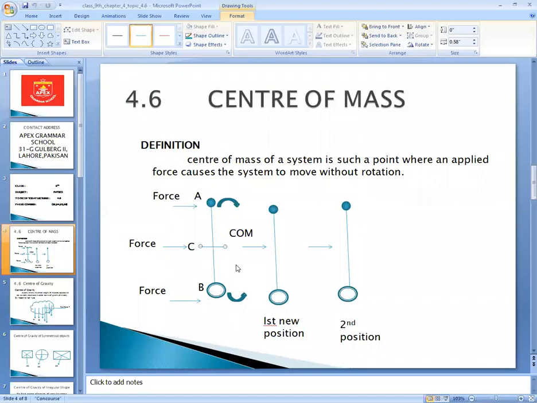Torque is produced here because the turning effect of a force is called torque. Here too the torque is produced, because the turning effect of the force is called torque. But this is the only point where the body is not moving clockwise or anti-clockwise. These are the points where the body is rotating, but this is the point where the body is not rotating. This will be our COM.